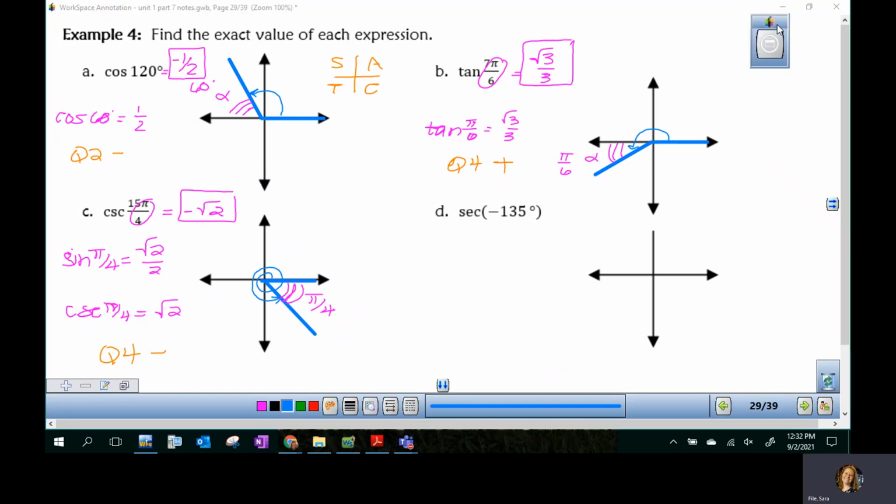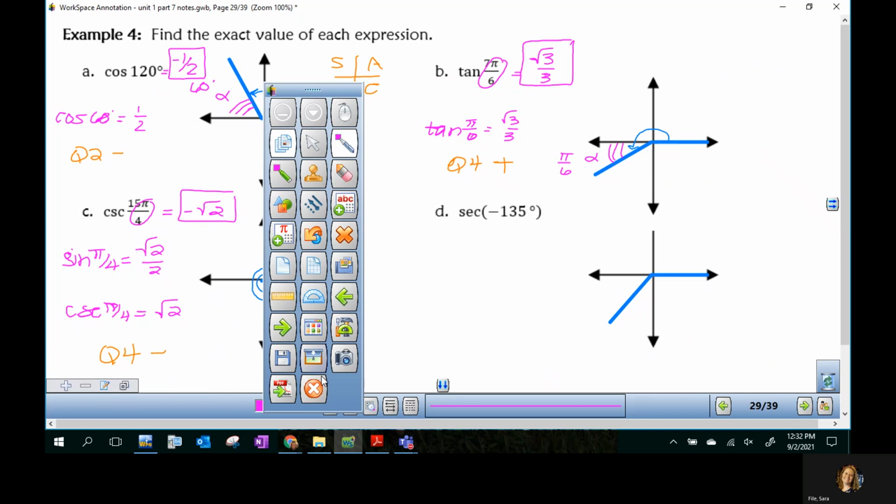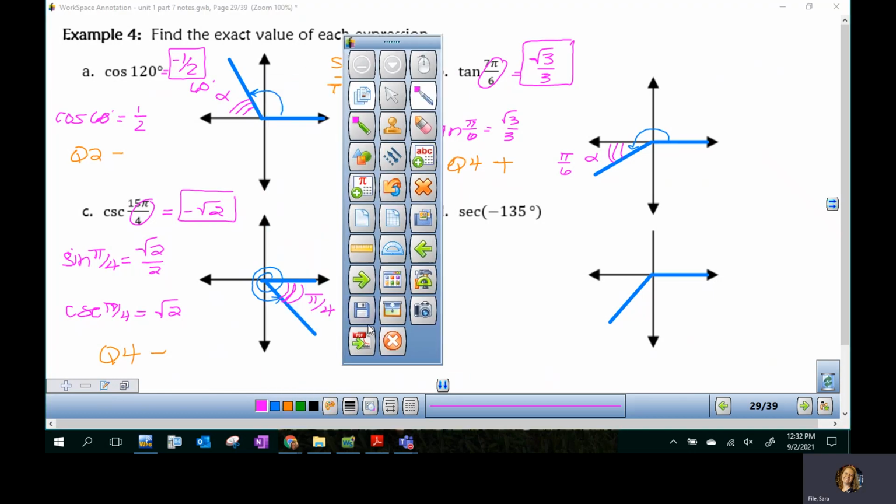All right, one more. Negative 135. So I'm going in the negative direction. So this is negative 90. Negative 135 would be here. So you're counting that size of the angle in the negative direction. So there's our angle. So the reference angle, 135 to 180, that's a difference of 45. So the reference angle is 45 degrees.